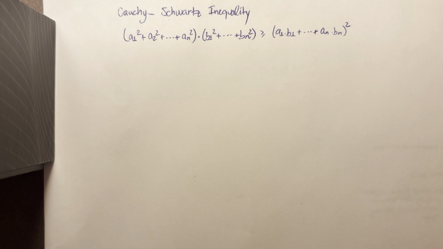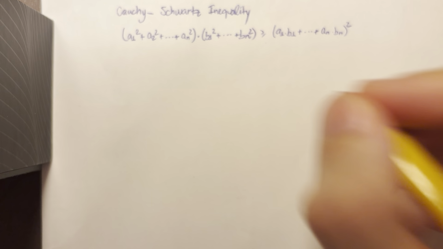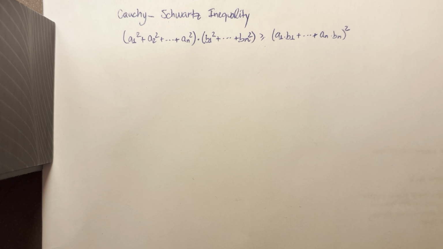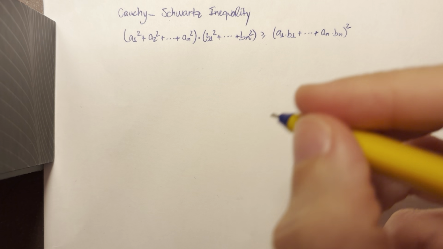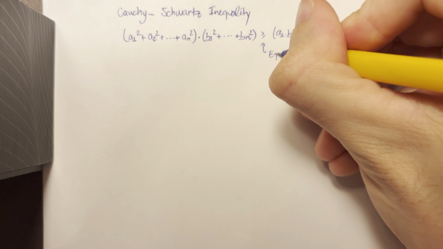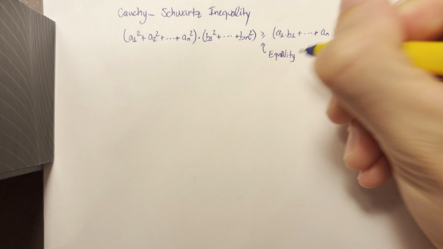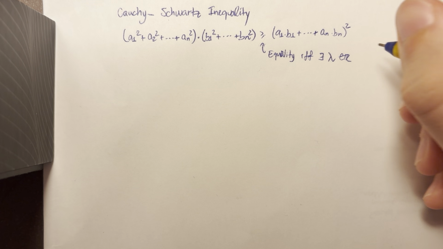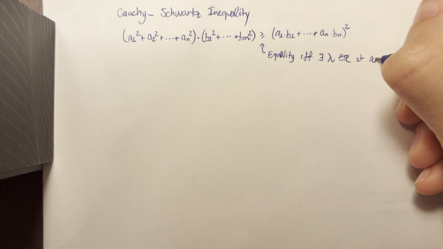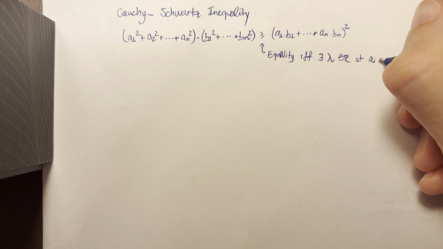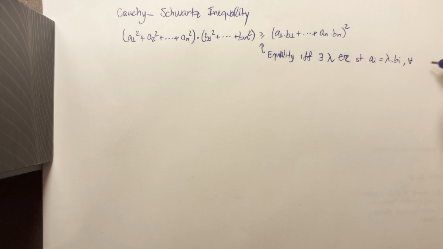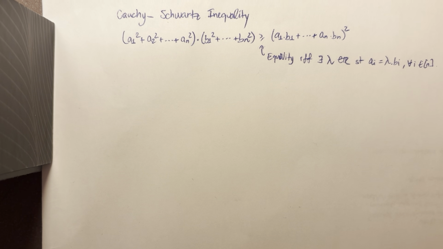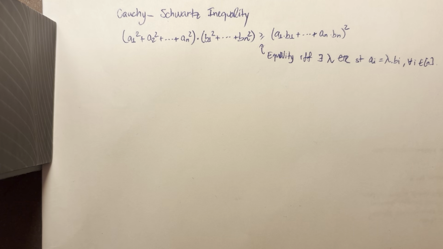So it means that the equality case happens when your numbers are close, and close in this sense means being proportional. So plus equality if and only if there exists a lambda such that a_i equals lambda times b_i for every i in our set. Okay, great. So what's the idea of the proof of that?